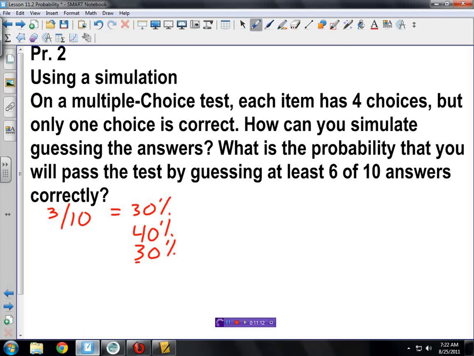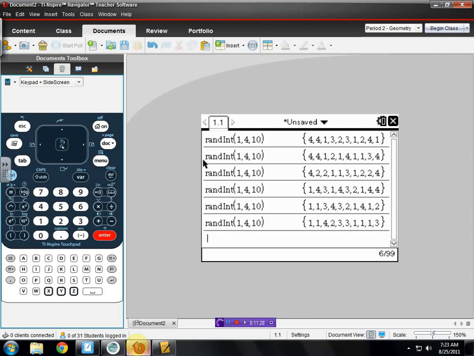So a 30, 40, and a 50. And we haven't even passed the test once yet. We've taken it 6 times, been guessing. We haven't passed it once. So let me try, let's do 3 more.